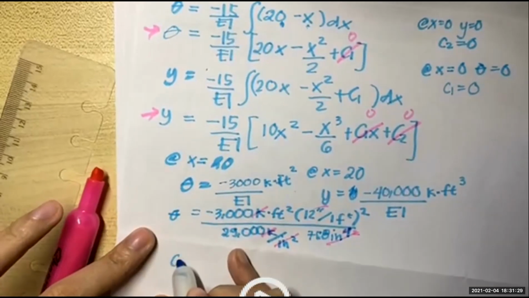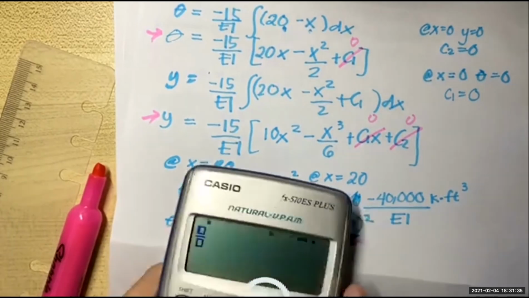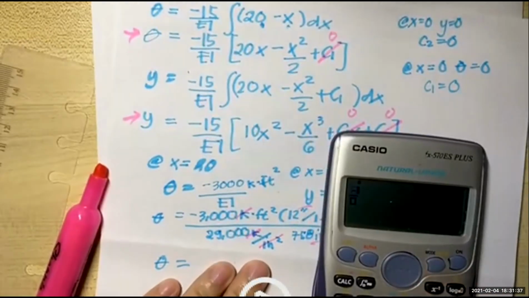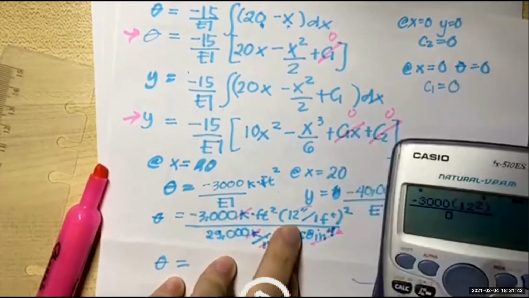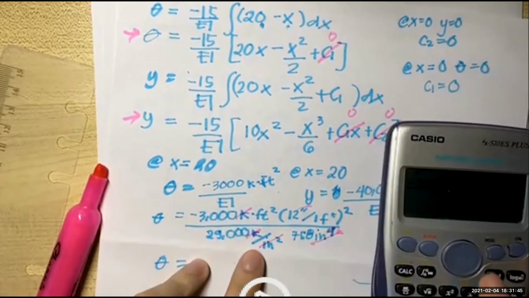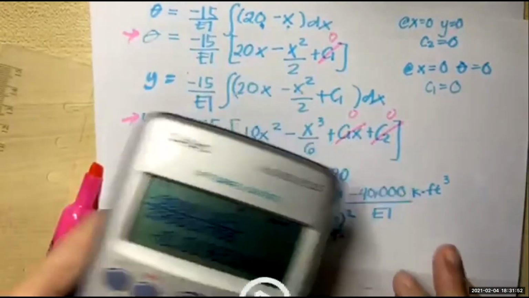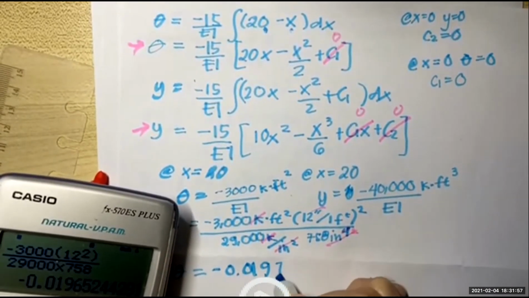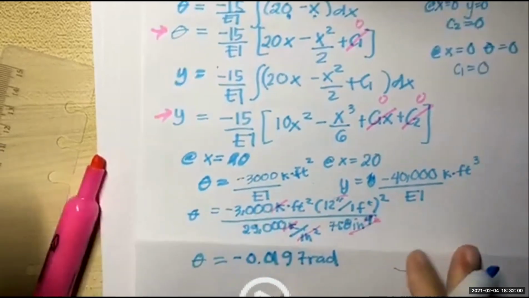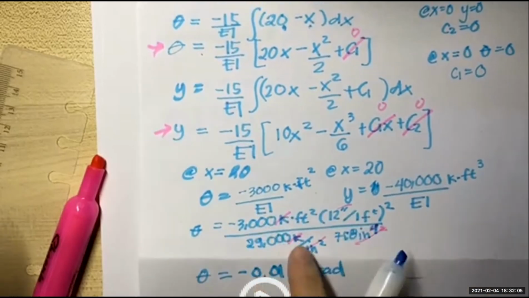So your theta is equal to, kung ika-calculator, we have negative 3,000 times 12 squared, di ba? Tapos over EI, 29,000 times 758. So the unit is negative 0.0197 radian. So ito yung naka-radian siya kasi unitless, na-cancel lahat ng units.